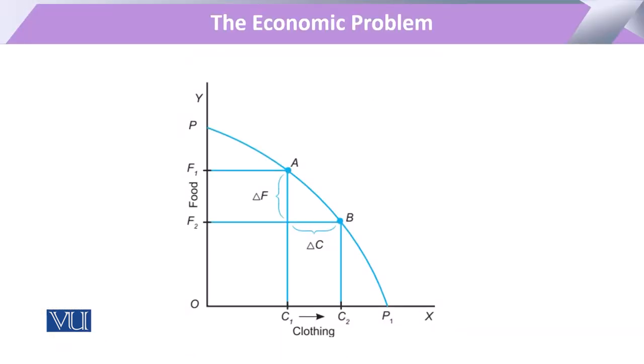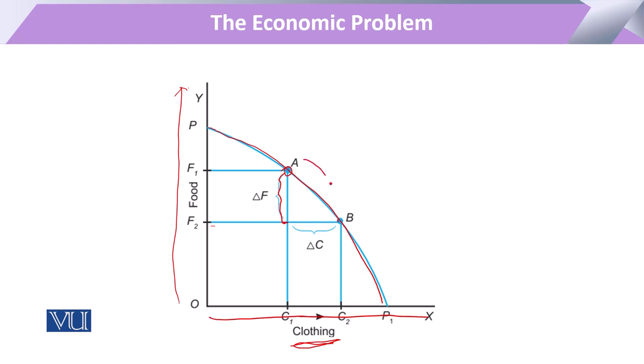So now if we explain this with the help of a graph, here we have taken this one graph. On its x-axis we have explained that a good X, that is clothing, is going to be produced, and with the same resources we are going to produce food. So overall this is the production possibility frontier for the production of these two goods, and at point A this amount of food is going to be produced, and at point B this amount of food is going to be produced. And if we take the difference between this point and this point vertically, it gives us the change in the amount of food production on the y-axis.